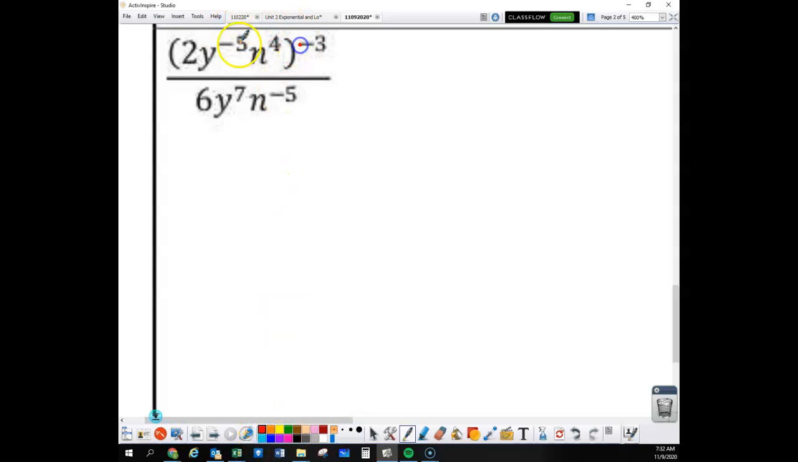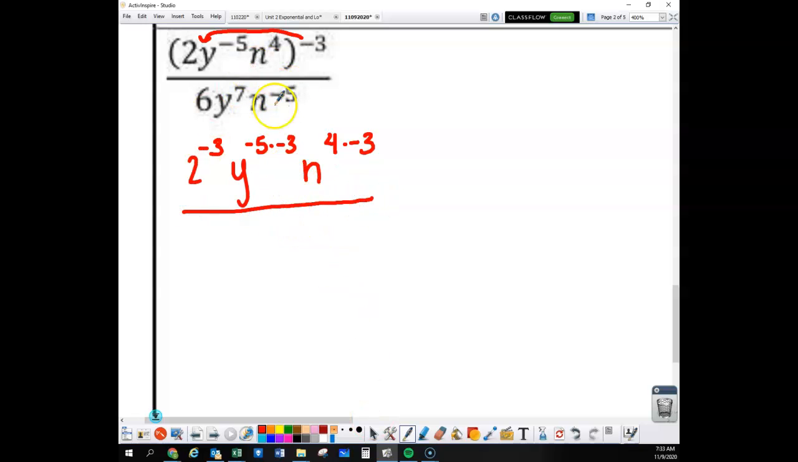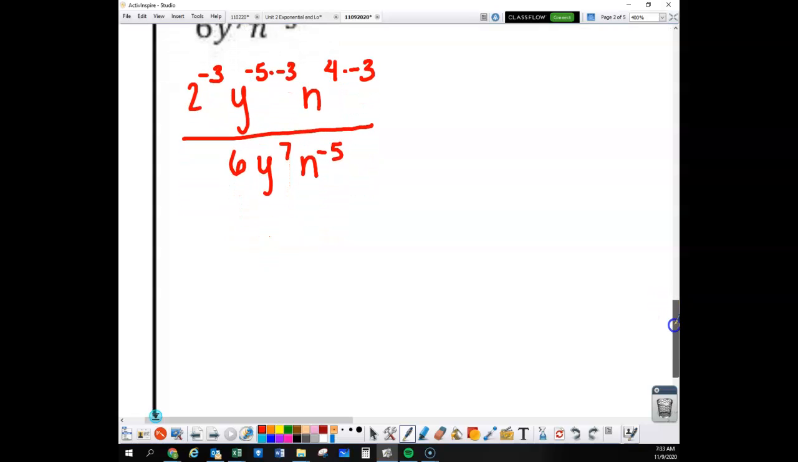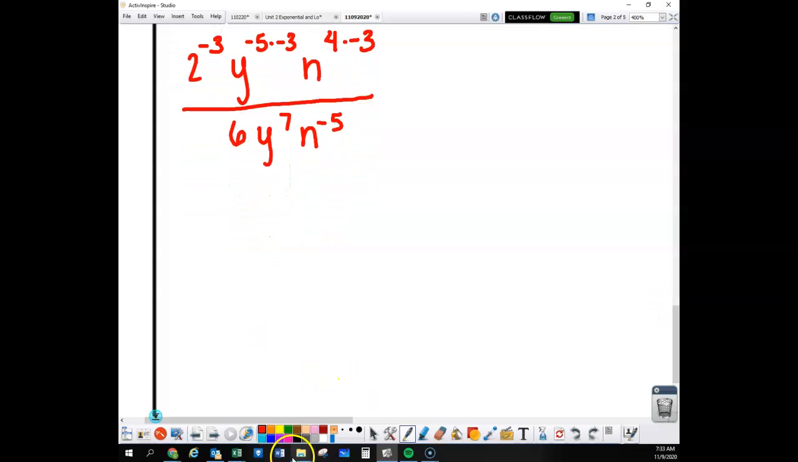Let's distribute that negative 3. Okay, good. So 2 to the power of negative 3, y to the power of negative 5 times negative 3. Remember, you multiply. And then n to the power of 4 times negative 3. Divided by, and then we're going to keep the denominator the same, 6y to the 7 n to the negative 5th. And so let's simplify all that we have.